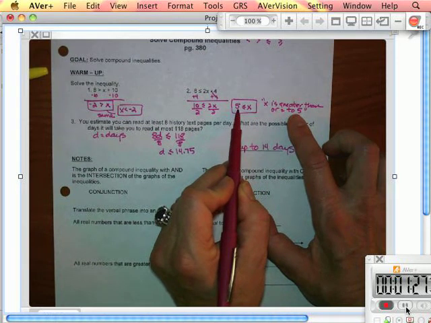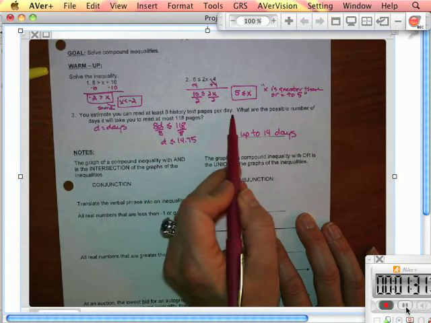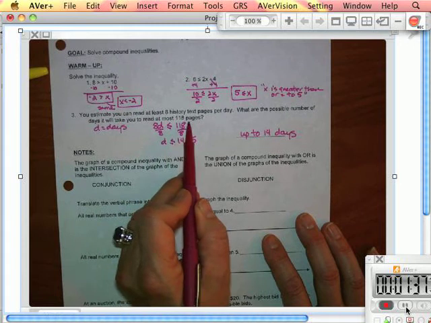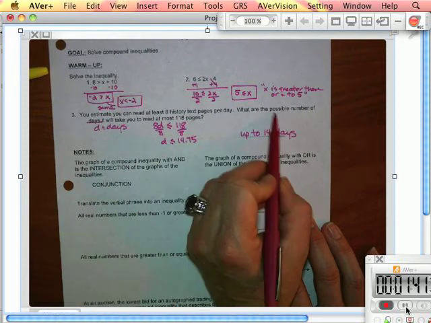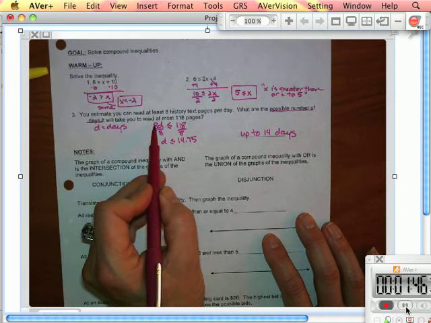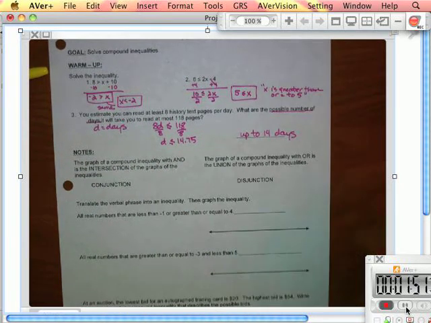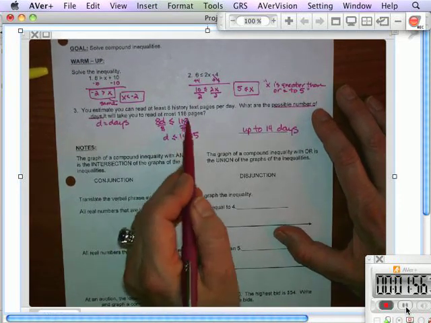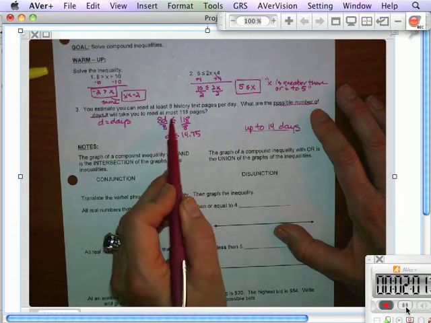Okay. Here you estimate you can read at least 8 history text pages per day. What are the possible number of days it will take you to read at most 118 pages? So your unknown is days. What are the possible number of days? So I made D equal to days. And I know that I can read at least 8 pages per day. Could be more, but I can read at least 8 pages a day, and I don't need to read more than 118. So 8 times D, less than or equal to 118. That's the most I have to read.